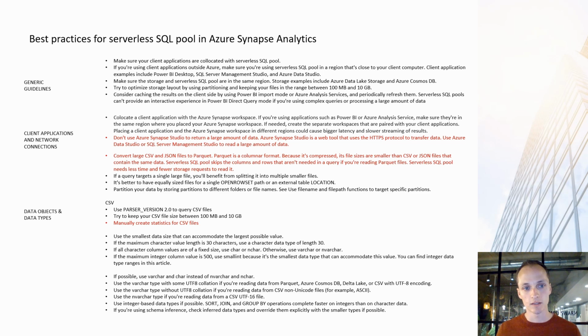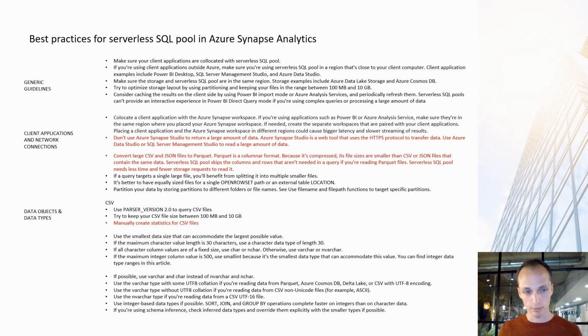Large CSV and JSON files, ideally convert them to Parquet. Parquet is a columnar format as we discussed before, and because it's compressed, its file sizes are smaller than CSV or JSON that contain the same data. Serverless SQL pool skips the columns and rows that aren't needed in a query if you're reading Parquet files. So serverless SQL pools of course need less time and fewer storage requests to read it.